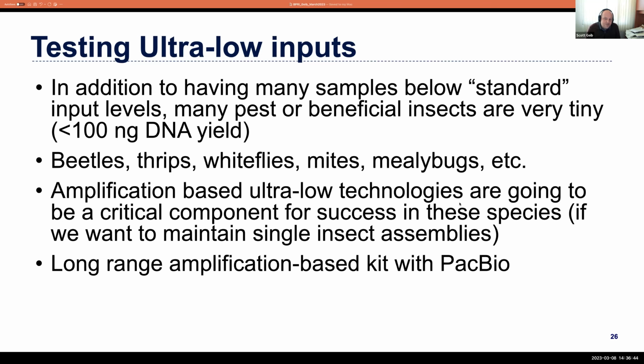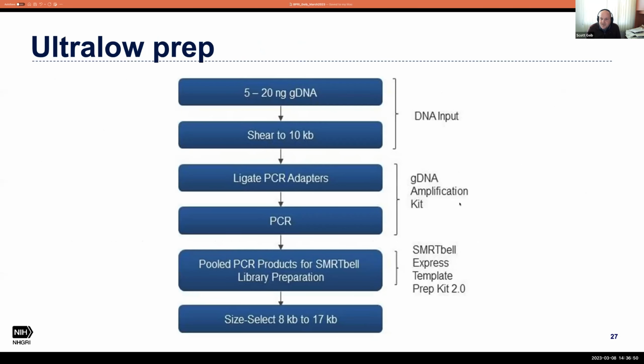It's based off of long-range amplification-based kits. You can input at the 5 to 20 nanogram level. So you basically have 5 to 20 nanograms of DNA. You shear it, which is funny because you can't even see this DNA, and you're hoping it shears to 10 kb. Lay it on PCR adapters and do a PCR step to amplify the library.